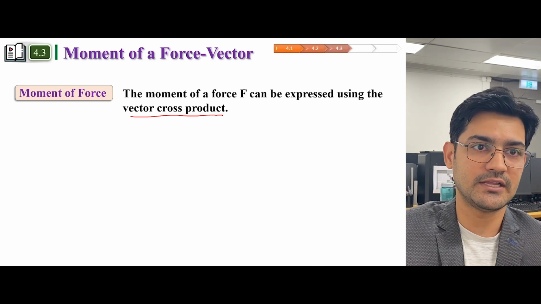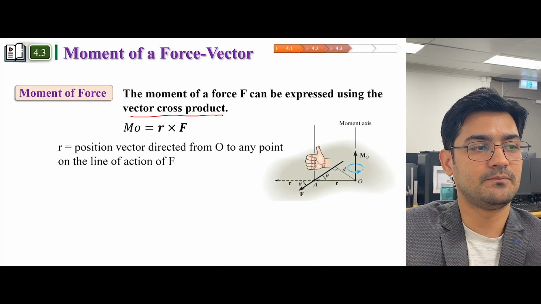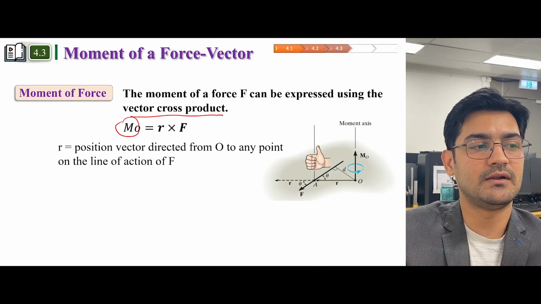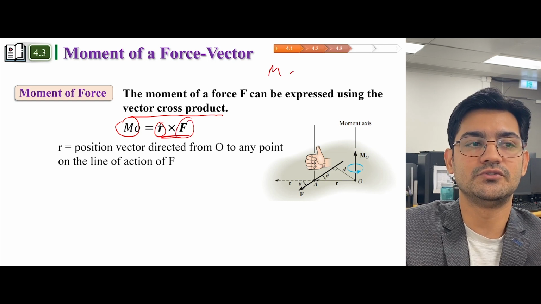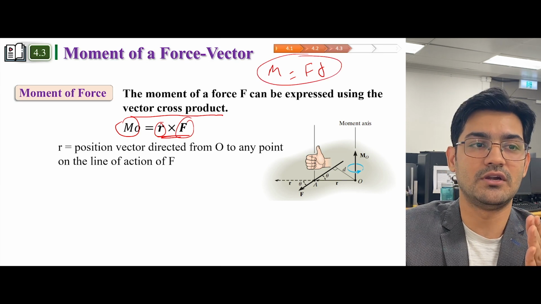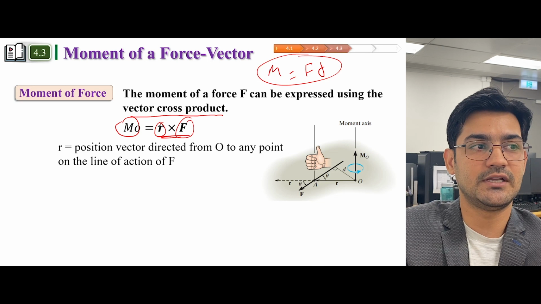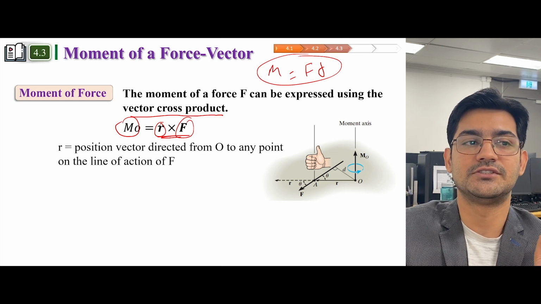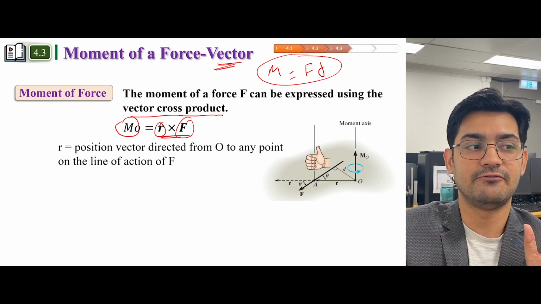Now this is different than a scalar, and we'll discuss how it's different. Mathematically, you can write the moment as a cross product of the position vector r and the force F. Before, we were using a force and multiplying with the distance d, which was the perpendicular distance between the line of action of the force and the axis of rotation. So this is a moment for a force scalar. Now we are trying to express this by using vector quantities.